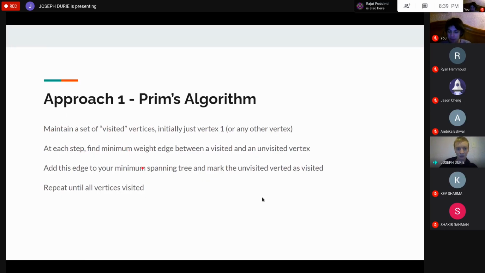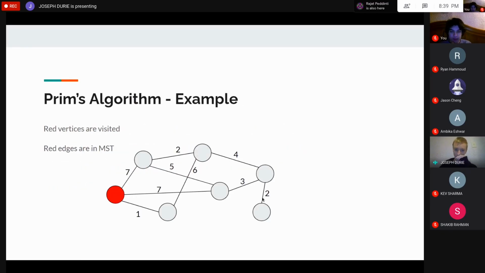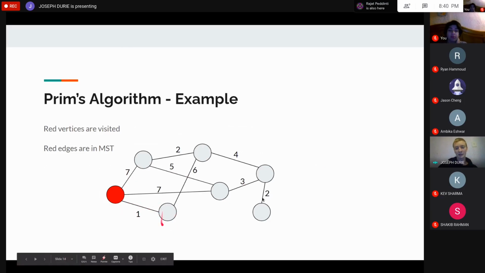Okay. So it's probably helpful to see an example for this. If we look back at this example again, the red vertices are visited, and the red edges, as we add them, are the edges that will be in our minimum spanning tree. So we start off with just this vertex visited. What we're looking at now is the set of all edges going from a red vertex to a gray vertex. Initially we have 7, 7, 1. So the lowest weight edge there is the weight 1. So we're going to take that edge in our minimum spanning tree and add this vertex to our visited set.